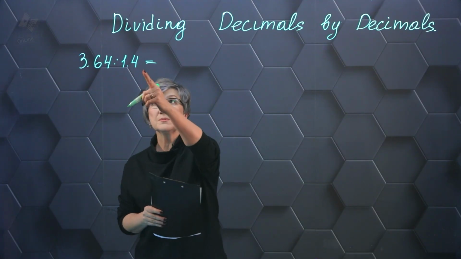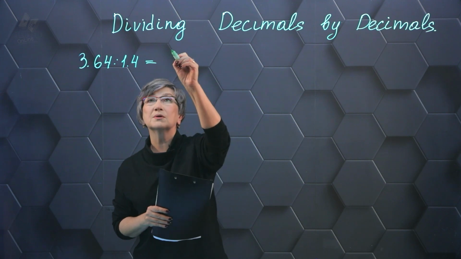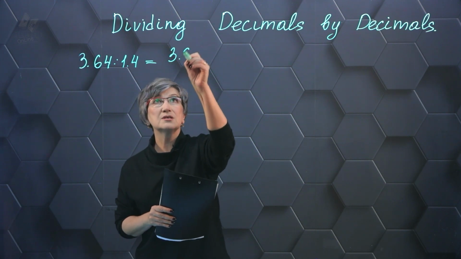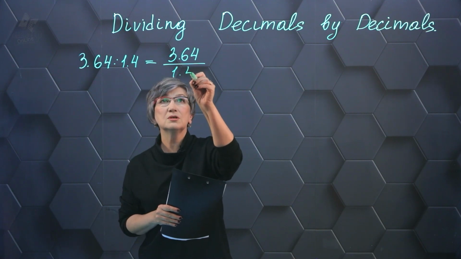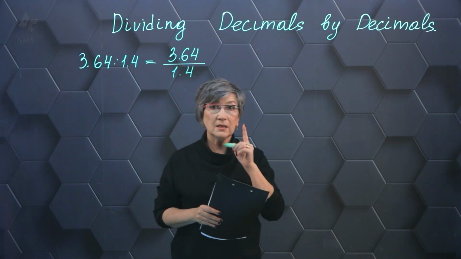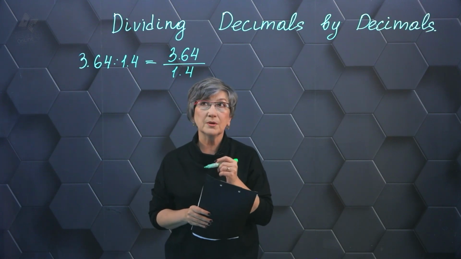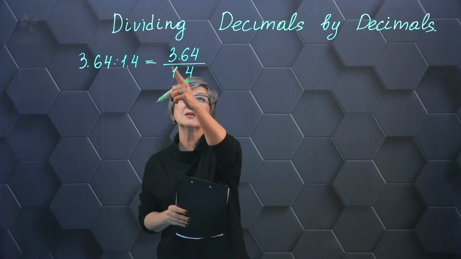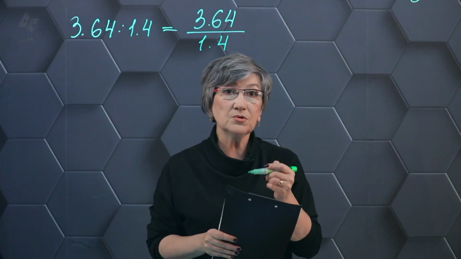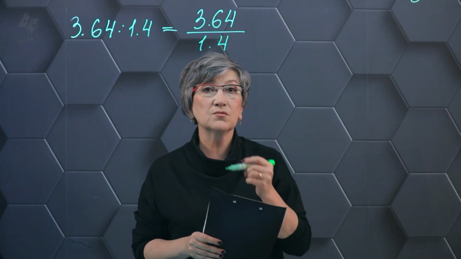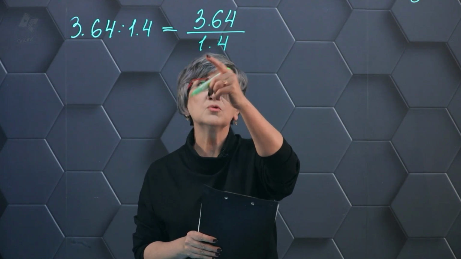Let's write down first this division like this. So I'm dividing 3.64 hundredths by 1.4 tenths. I was talking about how we can't divide by a decimal. We need to turn that decimal into a whole number. And how do you turn it into a whole number? In this case, the basic property of fractions will help us. To do this, we multiply the denominator by 10.